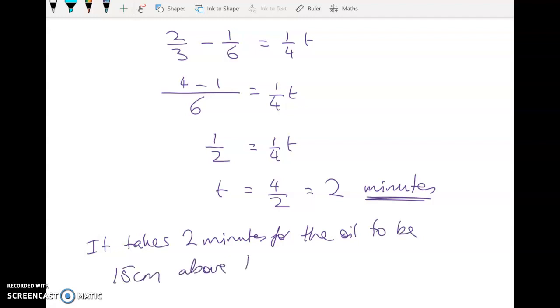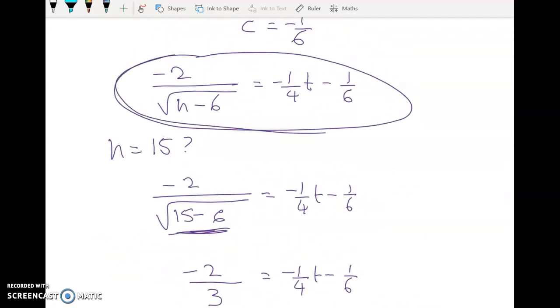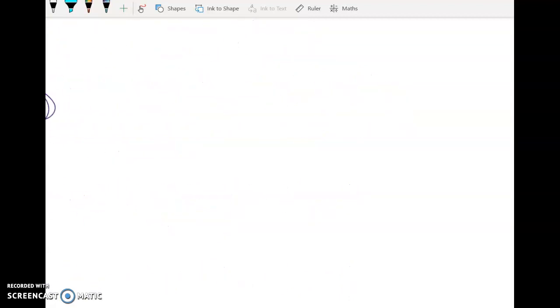Don't stop watching yet, guys. I want to show you this GeoGebra thing. So that's the answer to that one. Now what I did is a little bit of extra work, which was that I went back up to here and rearranged this to get an expression for h.